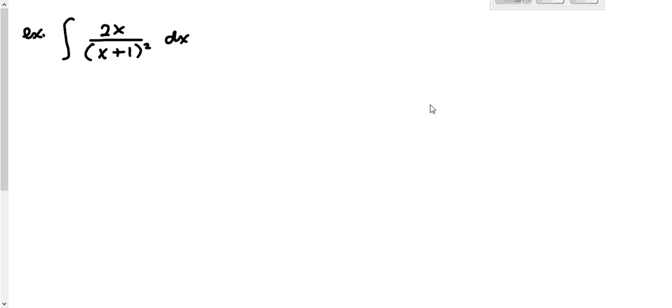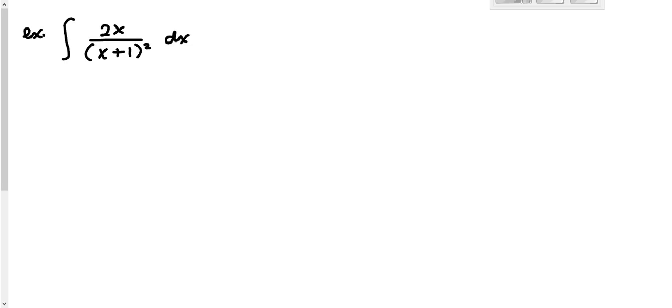Okay, let's look at our next example involving integrating using ln. So we'll end up with an ln in our answer. So here we have the integral of 2x over (x plus 1) squared dx.